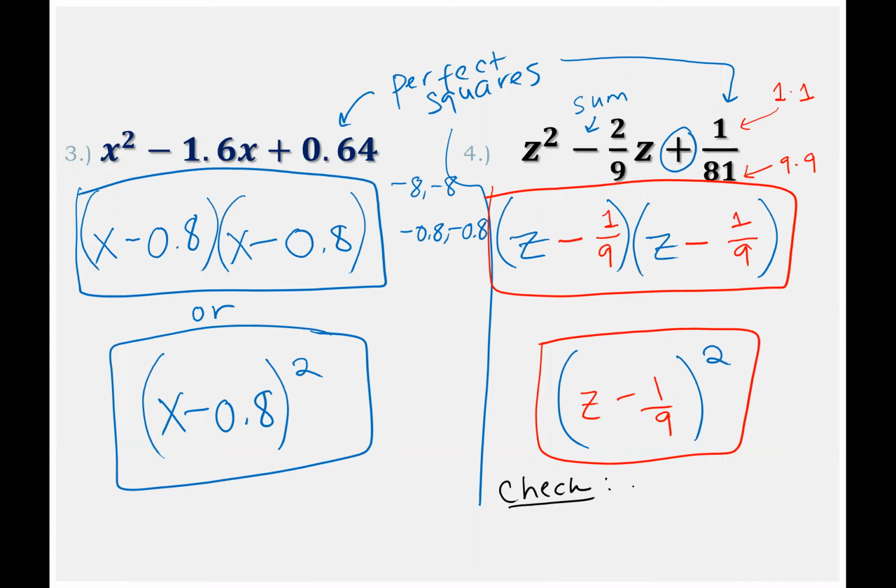Z times z is z squared, minus 1/9 z minus another 1/9 z, and then negative times negative is positive. 1 times 1 is 1, 9 times 9 is 81. And finally, I'm going to add these terms together. Z squared, this is now negative 1/9 minus 1/9 is now negative 2/9 z. I already have the common denominator of 9, and then of course there's the plus 1 over 81.